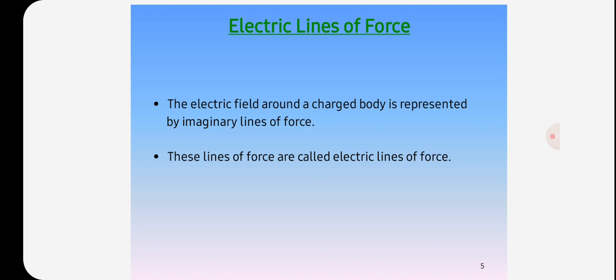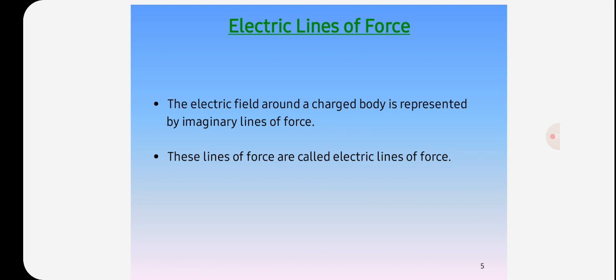The electric field around a charged body is represented by imaginary lines called electric lines of force. They are called electric lines of force because forces are experienced by charges in this region. The direction of force at any point is given by the tangent to the line of force at that point.